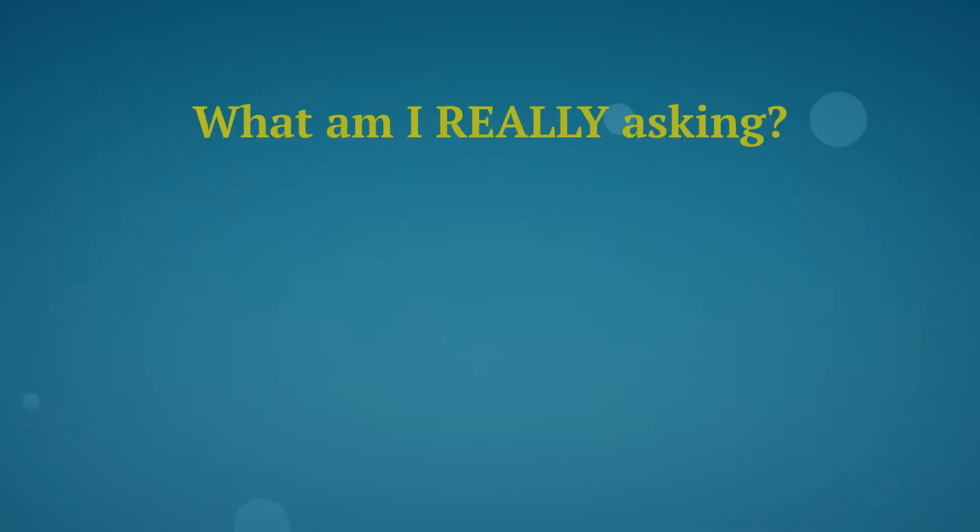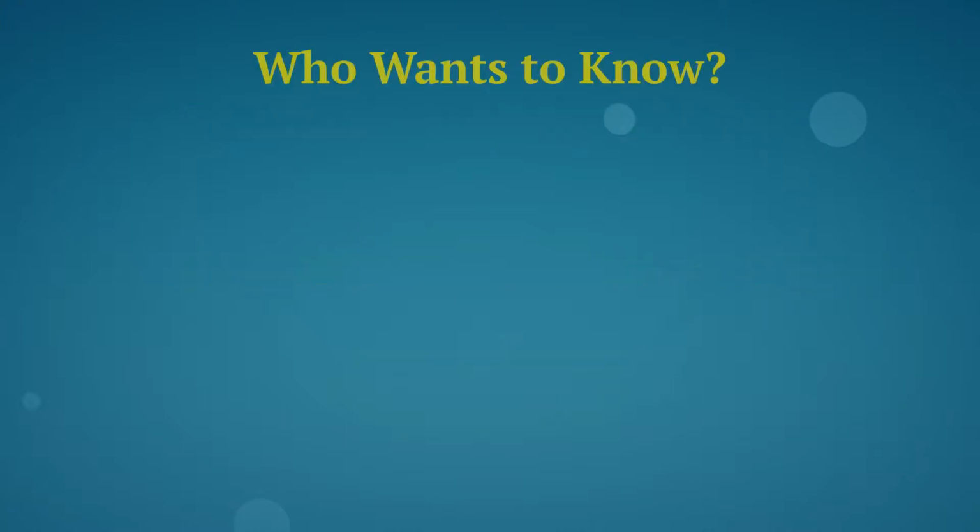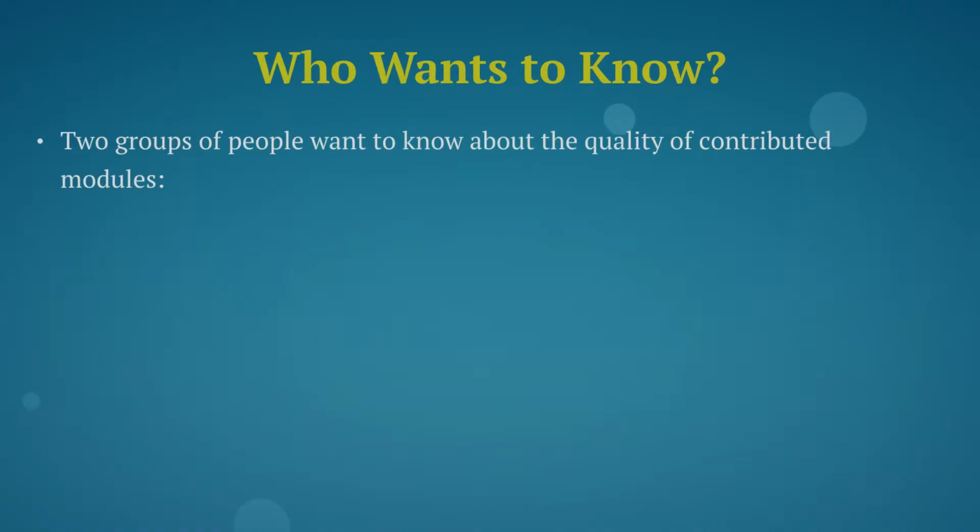So what am I really asking when I ask, when do I go from alpha to beta and so on? I'm asking, how do I measure the quality of our code? Now, who wants to know about quality? There are two groups that I've identified. There might be others, but the two groups who want to know about the quality of our modules are, first, the site builders who select the modules for their projects. They go to the project page and they see how many installations there are and so on, and they have to decide whether it has the functionality that they need.